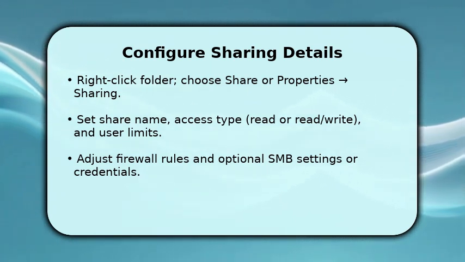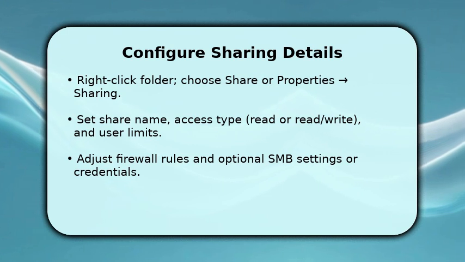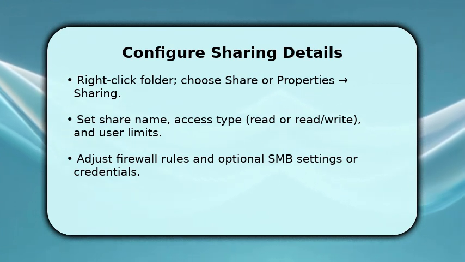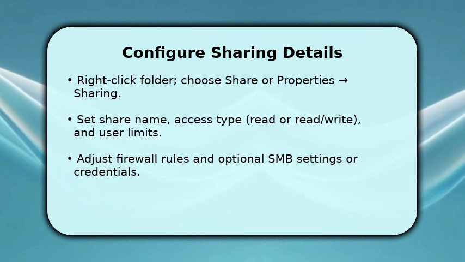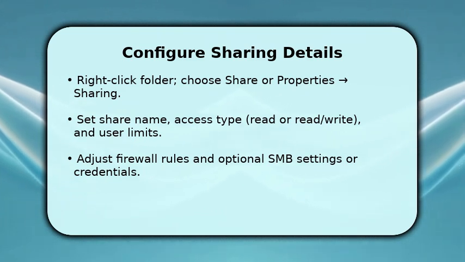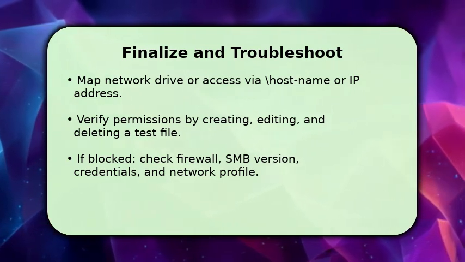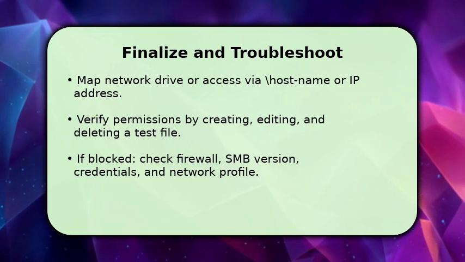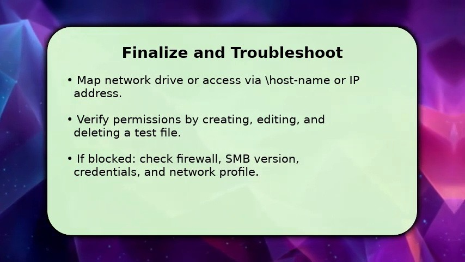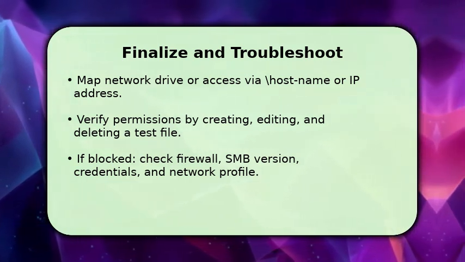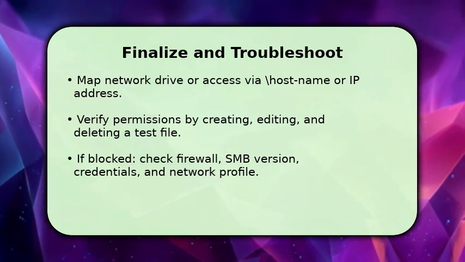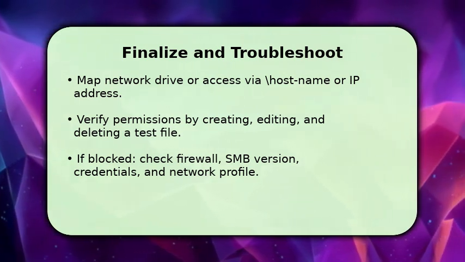Once configured, test access from another machine. Finish by mapping the share on client machines. Use //hostname or //192.168.x.x and save credentials if needed. Verify permissions with a quick test. Create, edit, then delete a file to confirm read/write behavior. Make sure the share persists after reboots by using persistent mapping or a startup script.